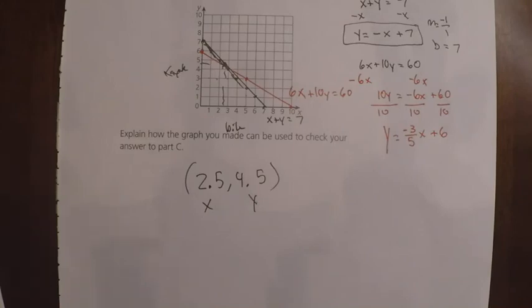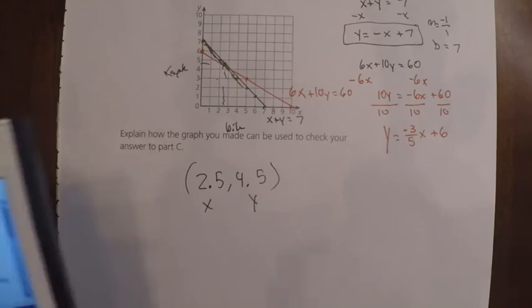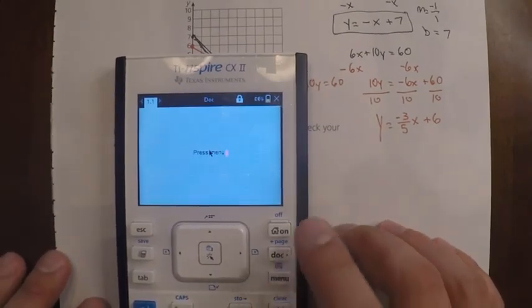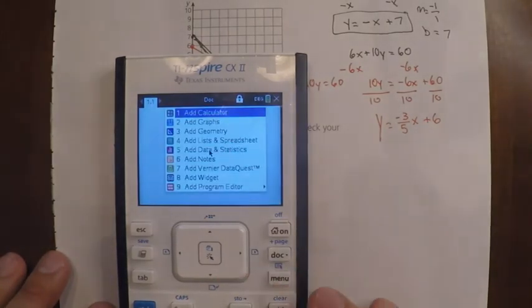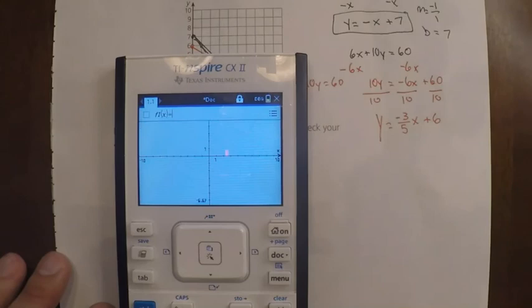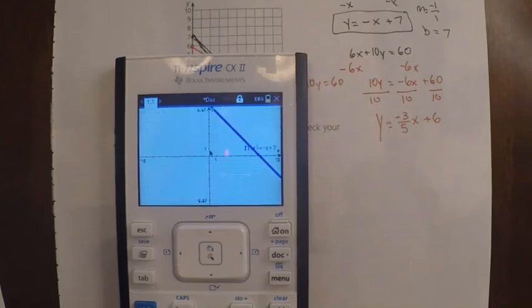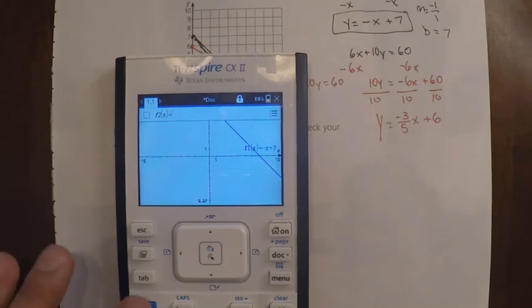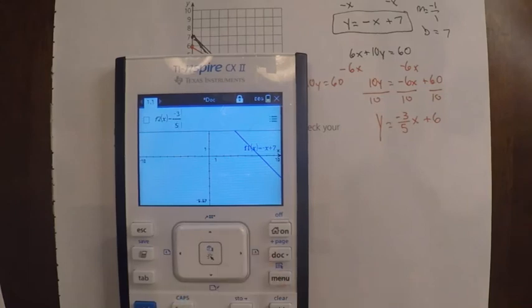All right, and then if we're putting this into our calculator, we can also check it. Going to our calculator, we can go through, let's do a new document. We want to do a graph. The first one we want to put in is f of x, or y, is equal to negative x plus 7. We get our line. The second one we want to do, so we hit tab, insert our second equation, which is y is equal to negative 3/5 x plus 6.